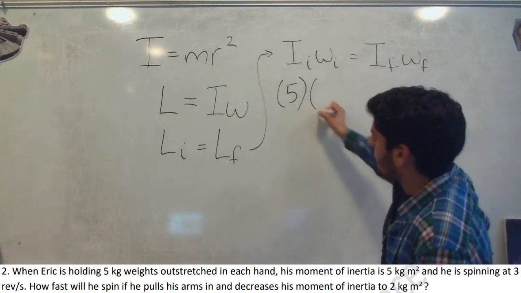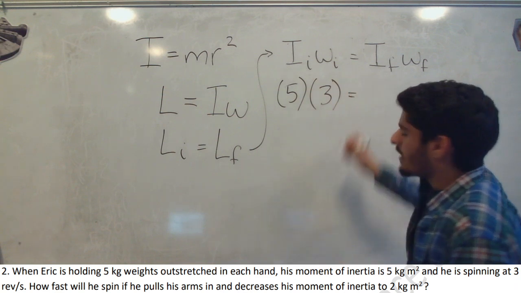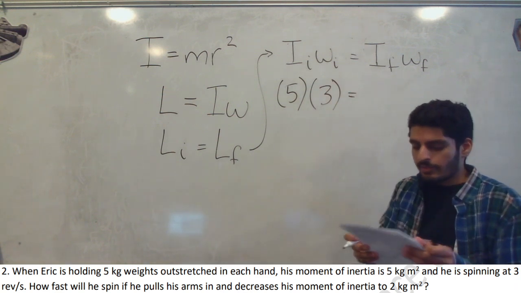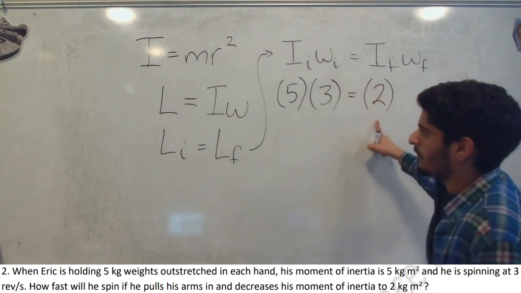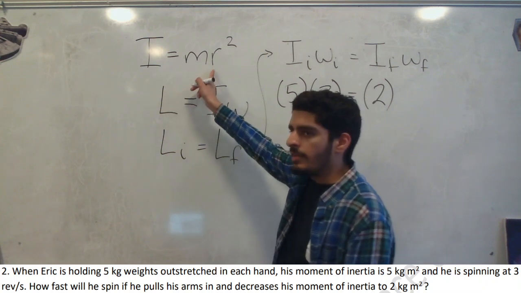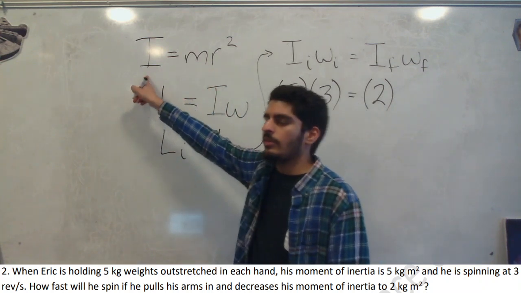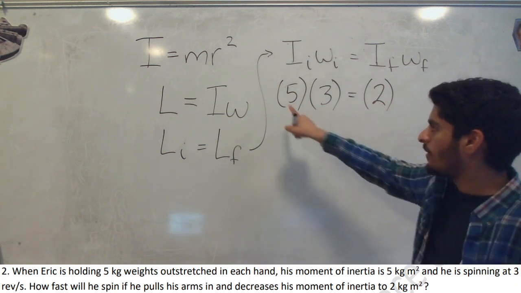So here we have 3 revolutions per second initially, and then it tells us he pulls his arms inward, so now his moment of inertia is 2 kilogram meters squared. And we know that if he's pulling his arms inward, his radius is decreasing, which means his moment of inertia is decreasing, which is why we have a lower moment of inertia here than we had initially.